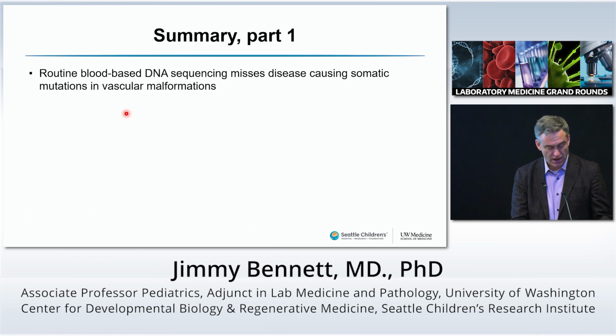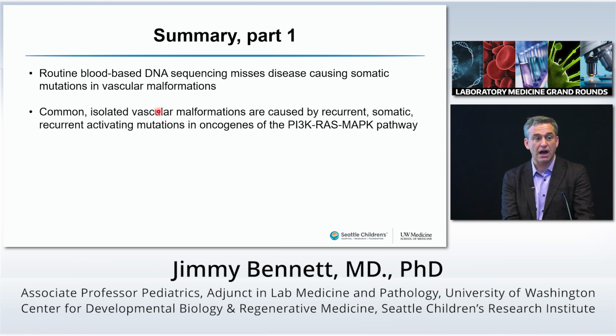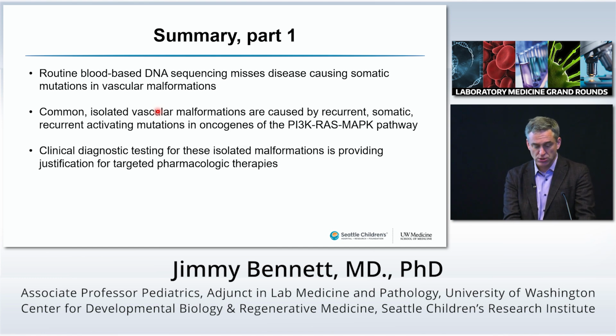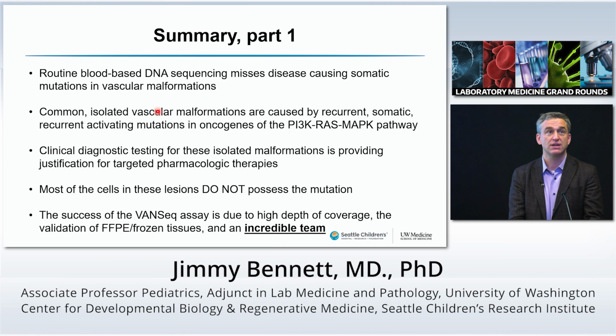Okay, so to summarize this part, I've told you that routine blood-based DNA sequencing misses disease-causing somatic mutations in vascular malformations. I've told you that common isolated vascular malformations are caused by recurrent activating mutations in oncogenes of the PI3K RAS-MAP kinase pathway. I've told you that clinical diagnostic testing for these isolated malformations is providing justification for targeted pharmacologic therapies. And I think most importantly, I've told you that most of the cells in these large lesions do not possess the mutation. Lastly, the success of the VANSeq assay is due to its high depth of coverage, the use of affected tissues, and just an incredible team of people to work with.